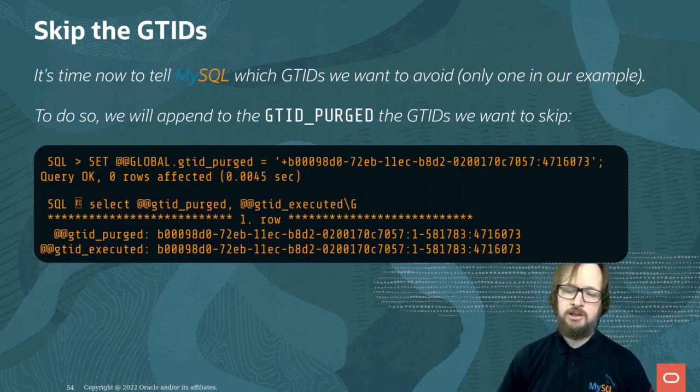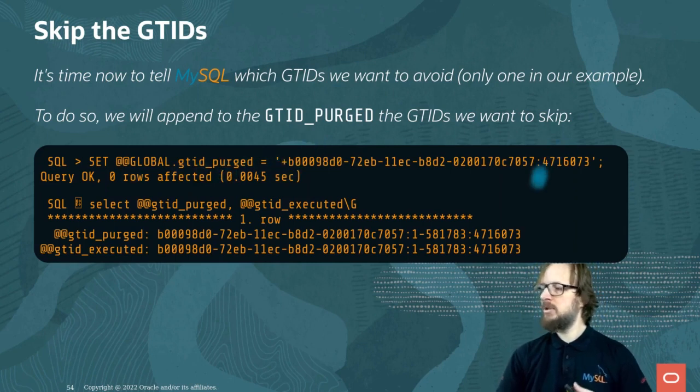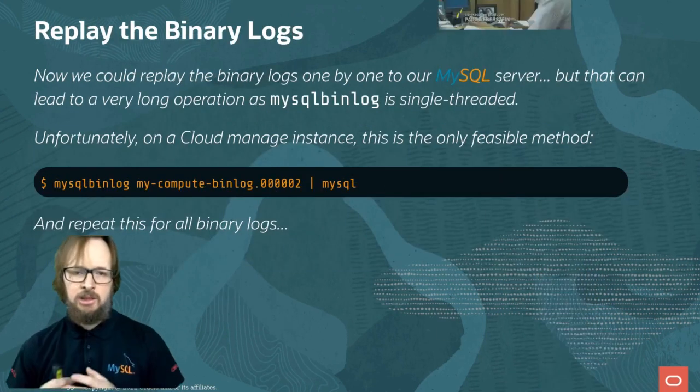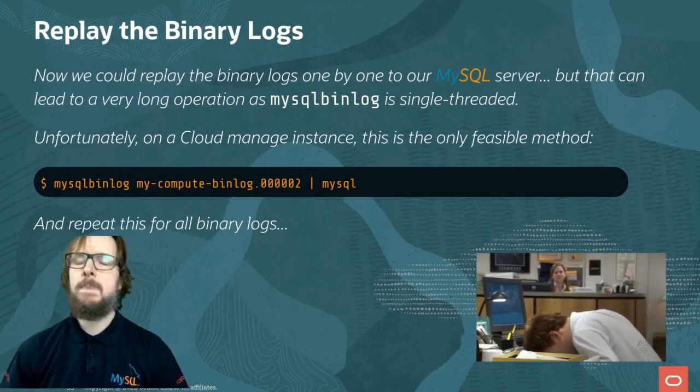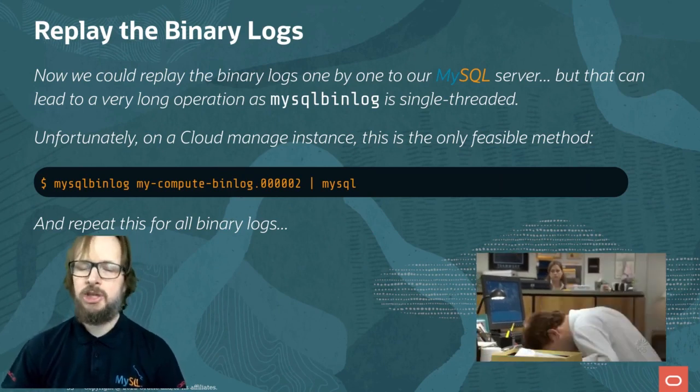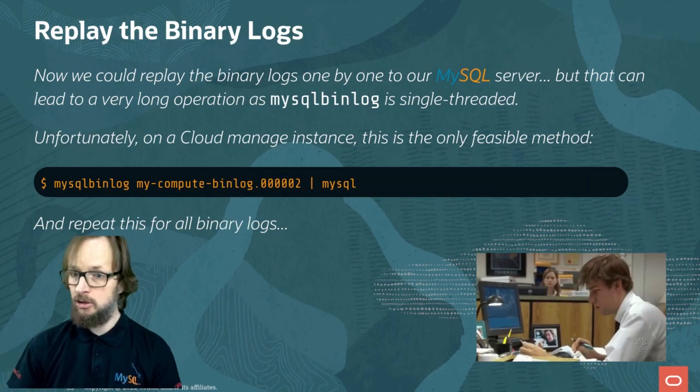And this is very interesting because not everybody knows. I think so when I see some questions. I use this plus, so I don't need to put all the GTID purged and this one included. I will just do plus here, SET GLOBAL gtid_purged plus and the GTID I want. And this one has been appended to the GTID purged, right? And executed. And then we could replay the binary logs one by one to our MySQL server, but that can lead to a very long operation using mysqlbinlog because it's single-threaded.